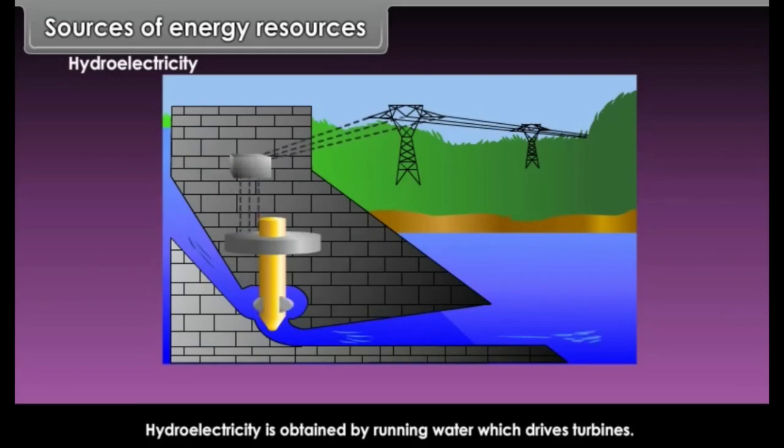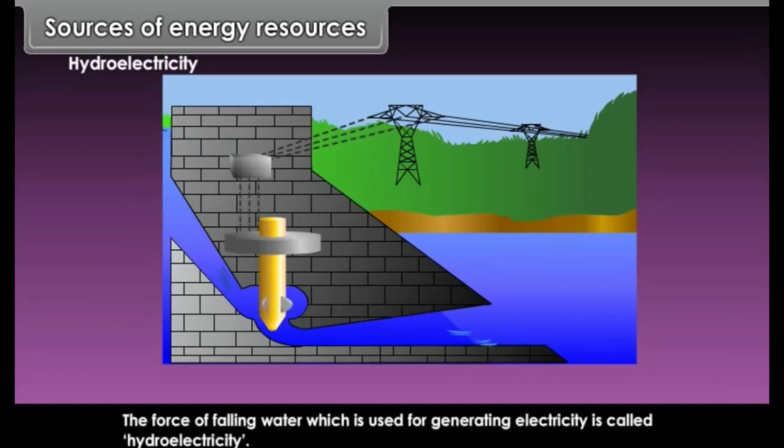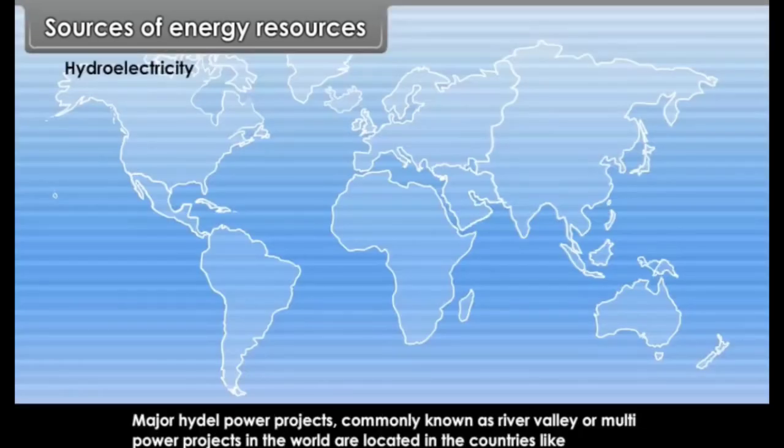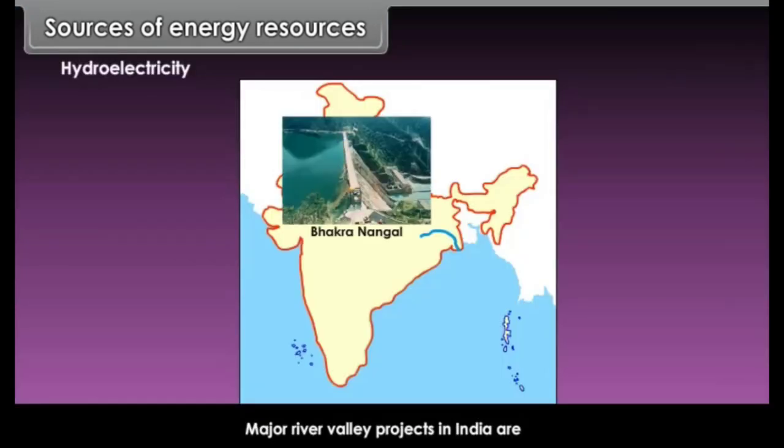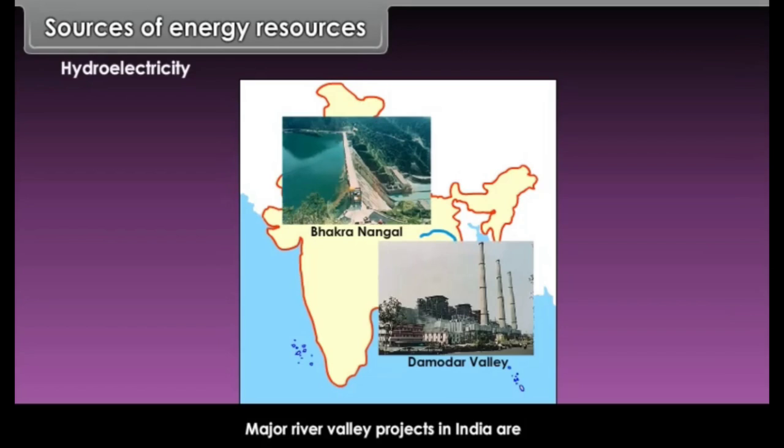Hydroelectricity. Hydroelectricity is obtained by running water which drives turbines. The force of falling water, which is used for generating electricity, is called hydroelectricity. Major hydel power projects, commonly known as river valley or multi-power projects in the world, are located in countries like Sweden, Norway, Switzerland, Canada and the USA. Major river valley projects in India are Bhakra Nangal and Damodar Valley Corporation, which produce hydroelectricity.